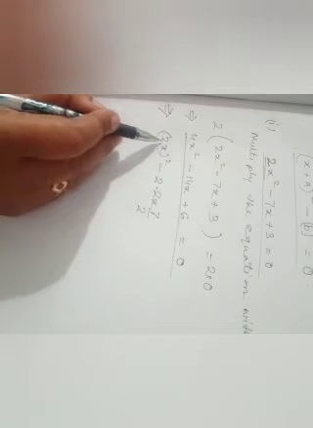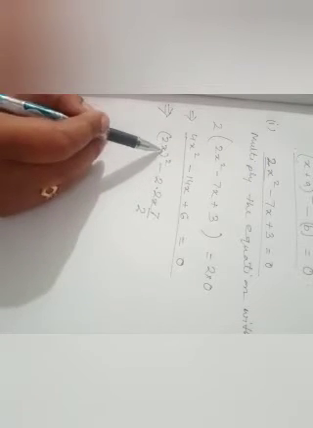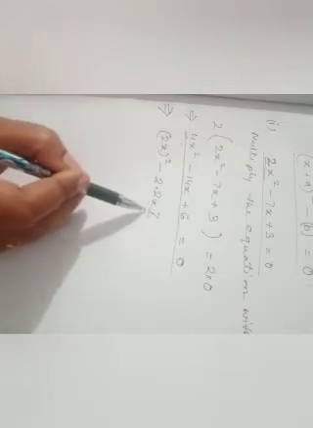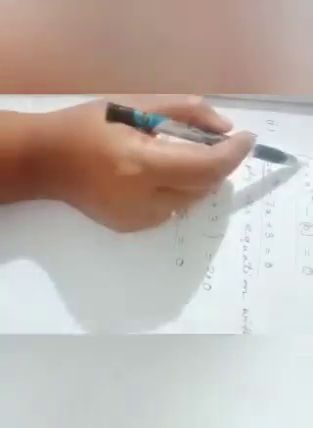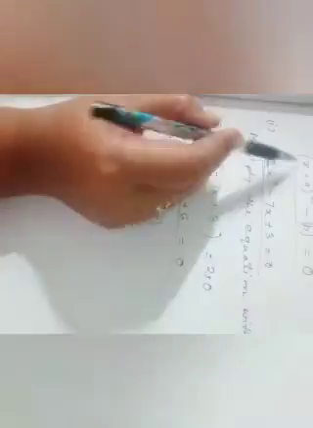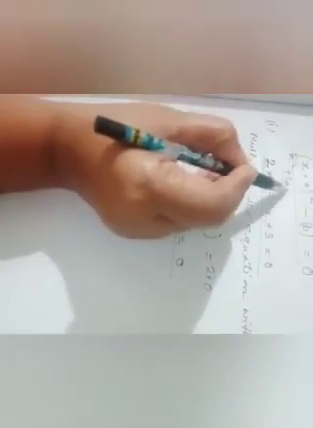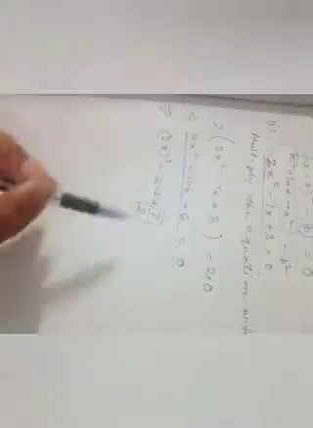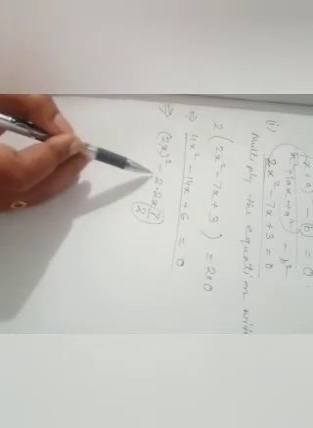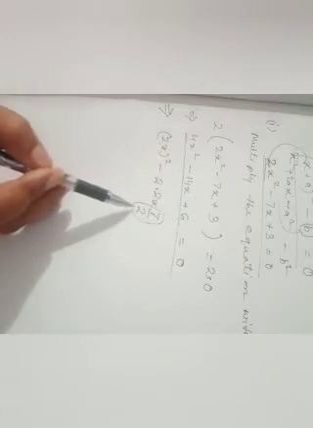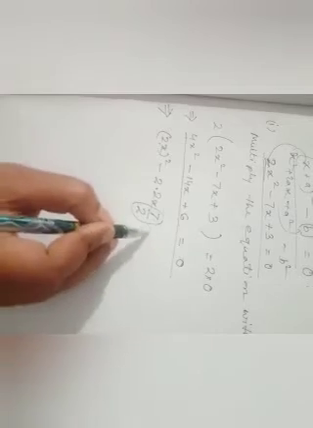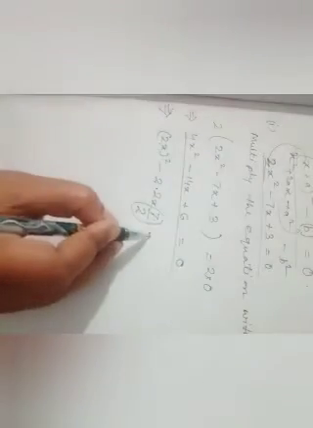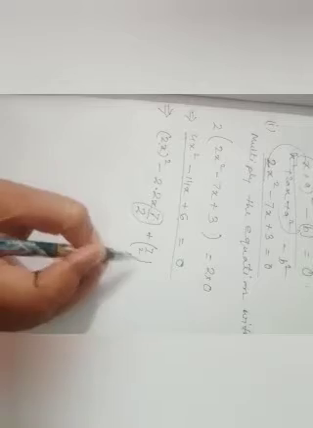Now 2x whole square minus 2 into 2x into 7 by 2, here 7 by 2 is a. So what is the formula of x plus a whole square? x square plus 2ax plus a square. Students, you have to bring this in this form. So 2x whole square minus 2 into 2x into 7 by 2. If 7 by 2 is a, then a square will be 7 by 2 whole square.